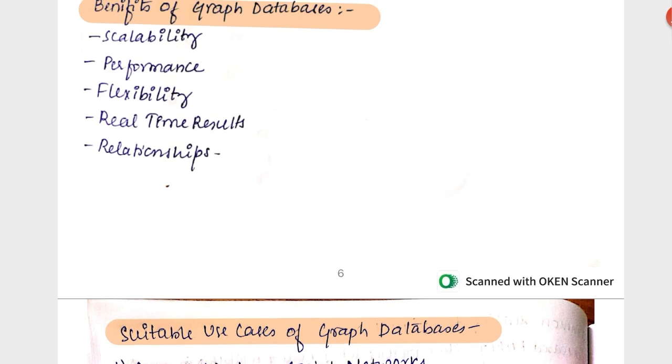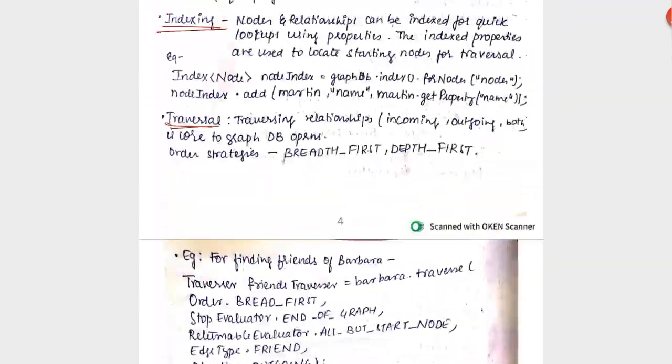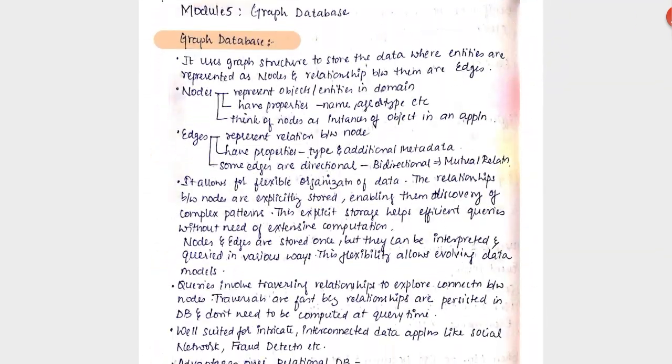So that was about graph databases. It is a very simple topic. Fifth module, fourth module are pretty easy. Do check out the solved model paper, which is available in the Gdrive.